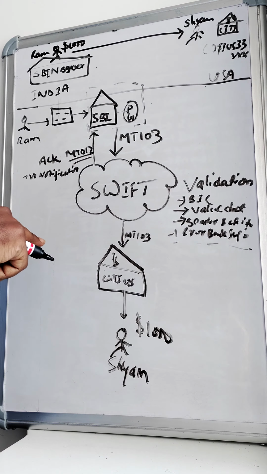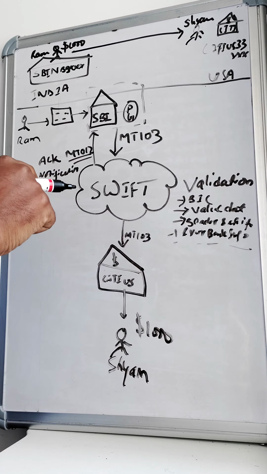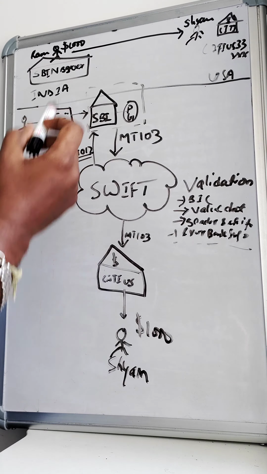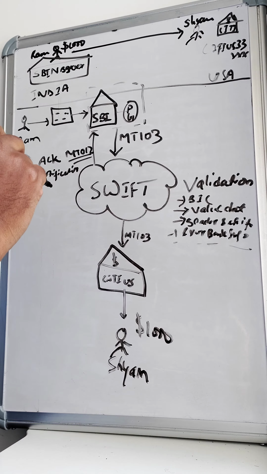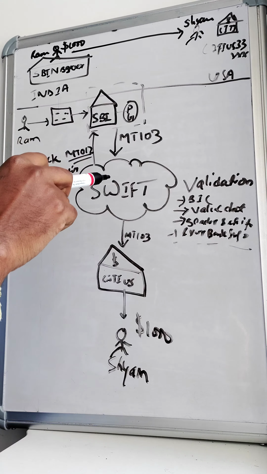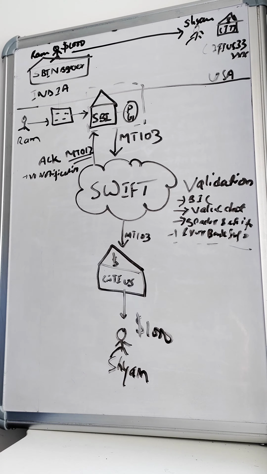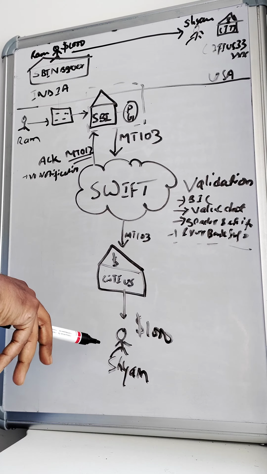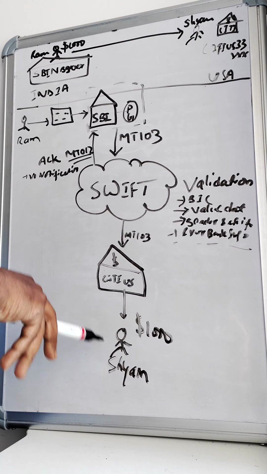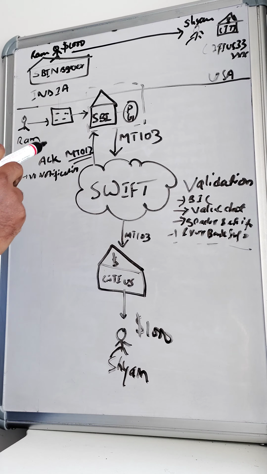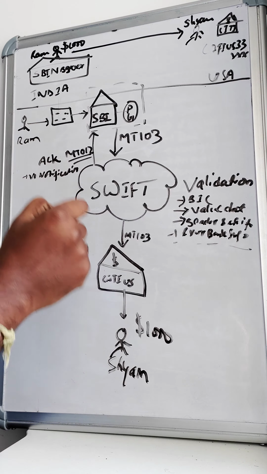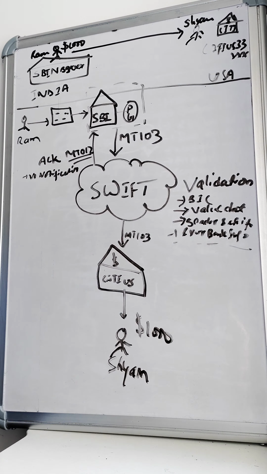This example is basically a direct payment where SBI and City US have an accounting relationship with each other. So in that case, just one MT103 message is enough for City US to credit its customer Shyam, and they will maintain some Nostro and Vostro accounting where they will debit Ram's account and then they will credit the City US Vostro account. So let me explain the Nostro and Vostro concept also over here.